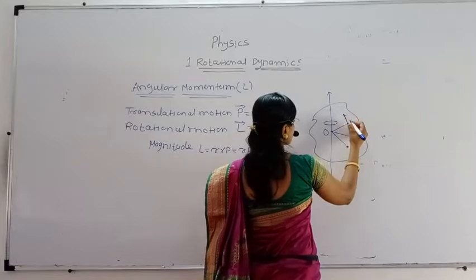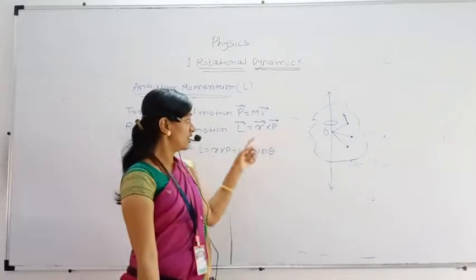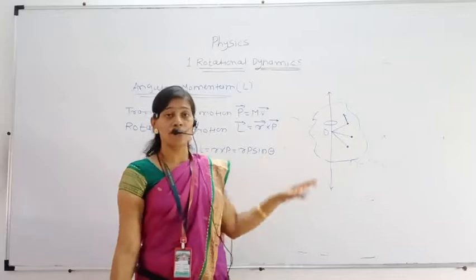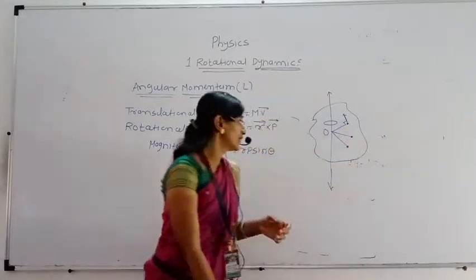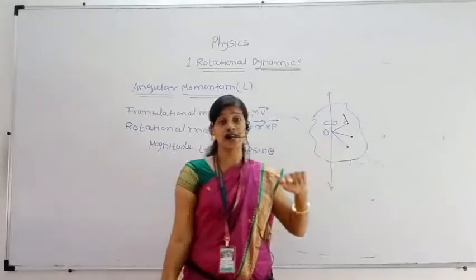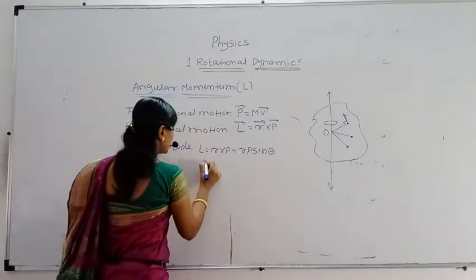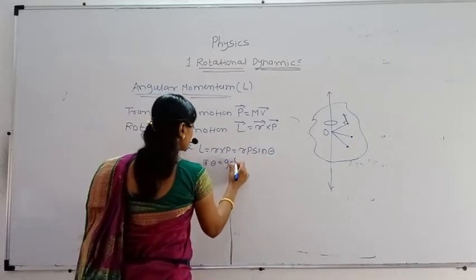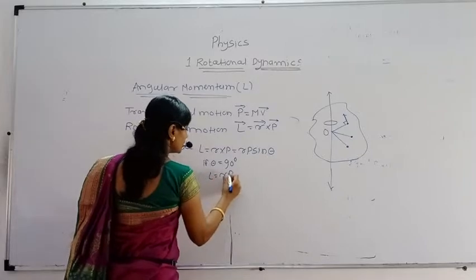What is that? This is the direction of the velocity of the particle. That particle is revolving along the circle and the whole body is rotating about an axis. Here it is perpendicular. Theta is the angle between the radius vector and the direction of the velocity. When it is sin theta, that time, when theta is equal to 90 degrees, therefore L is equal to R into P.